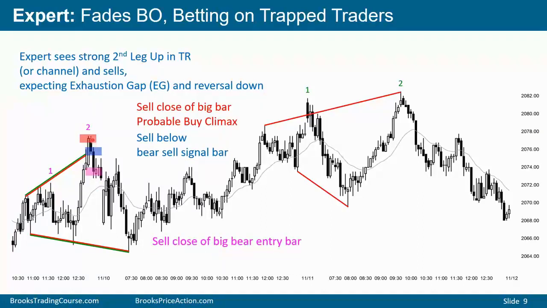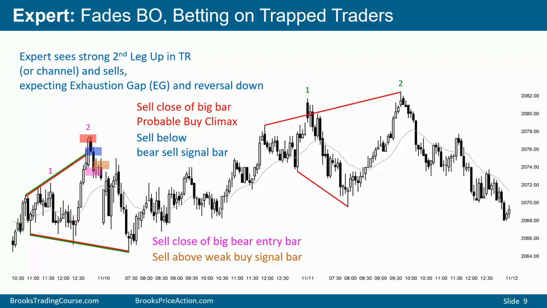Sell below a strong bear bar closing on its low. Sell the close of consecutive big bear bars, expecting at least a small second leg down. After 3 or 4 bars down, some traders will sell with limit orders at the high of the prior bar, betting on at least a small second leg down. This is really not an easy short. This rally is so strong, the odds are, even if we pull back, we'll form a higher low.